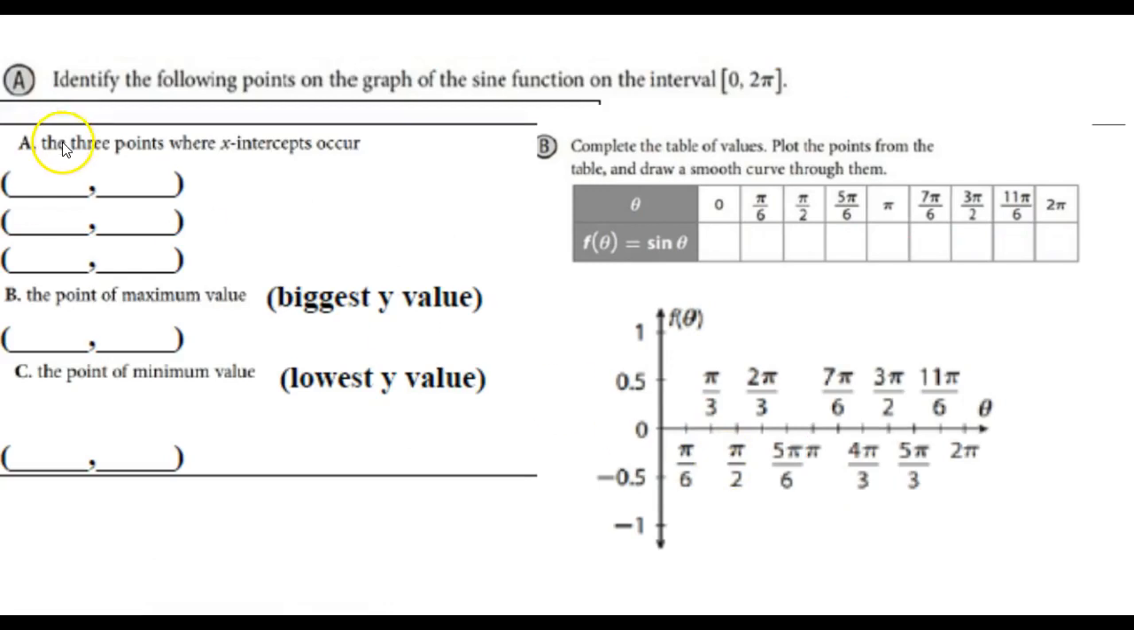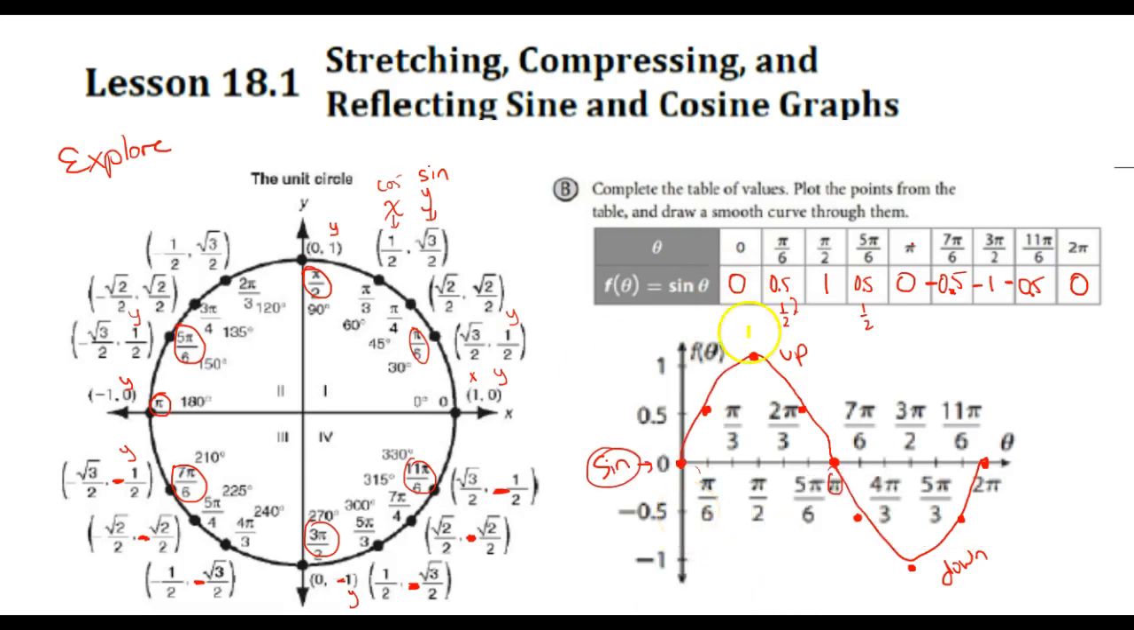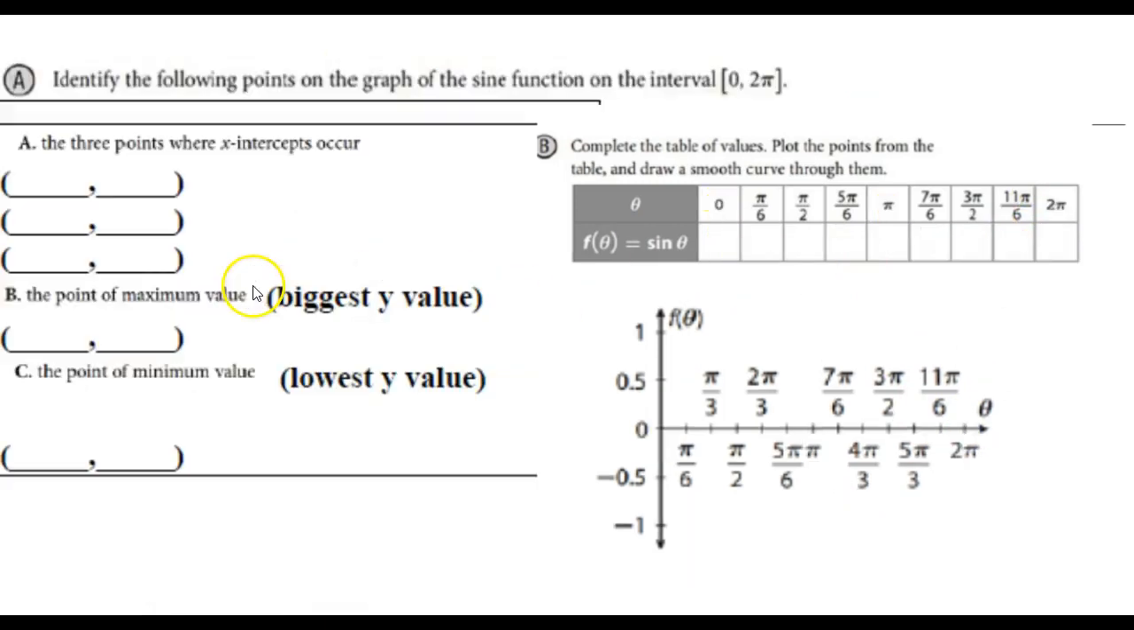It says, what 3 points were x-intercepts? Well, I'm going to use my highlighter so you guys can see what that was. It looks like 0, 0 was one of those values. Pi, 0 and 2 pi, 0. Those 3 points were my x-intercepts.